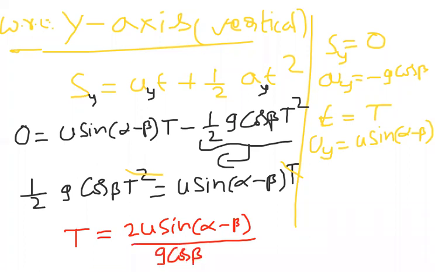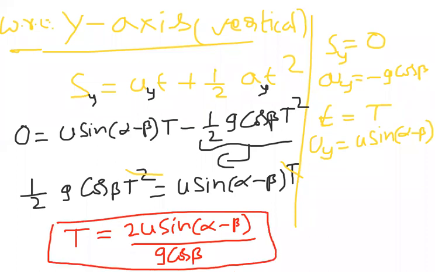From the above expression, I can write like this. This is the time of flight formula. Whenever a body is projected on an inclined plane, the time of flight is 2u sin(alpha minus beta) by g cos beta. Here you must not get confused with the diagram, but the diagram must always be in your mind. Remember, the diagram must and should be in your mind.